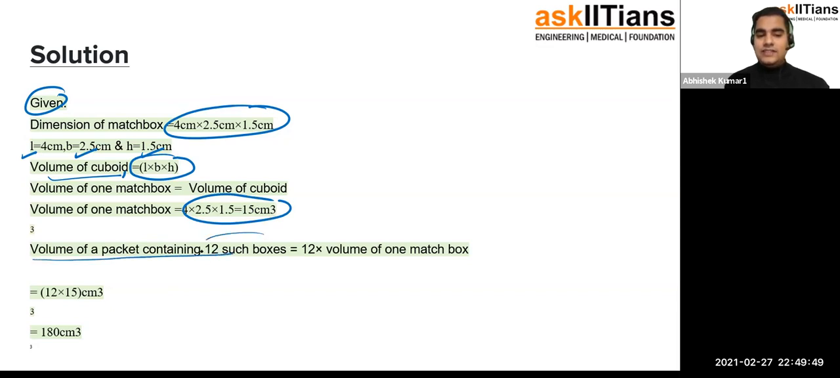The volume of the packet which contains 12 such matchboxes will be 12 into volume of one matchbox. So you will be getting 12 into 15, and 12 into 15 is equal to 180 centimeter cube. Therefore, 180 centimeter cube will be the volume of the packet that we are talking about here. Clear?